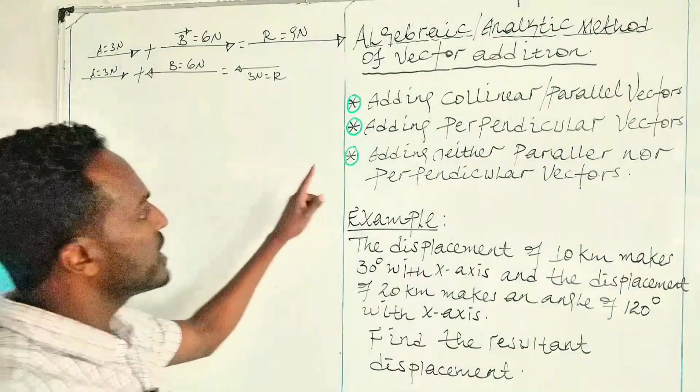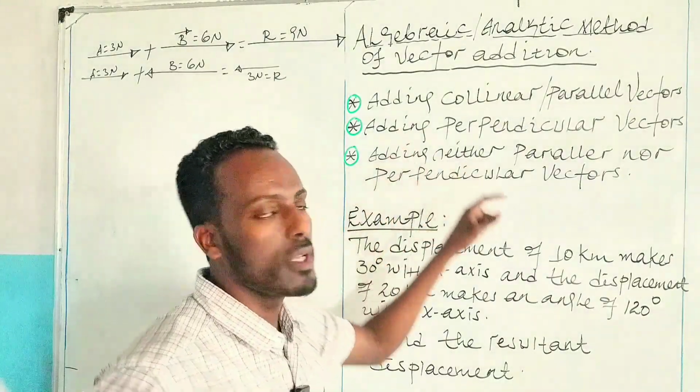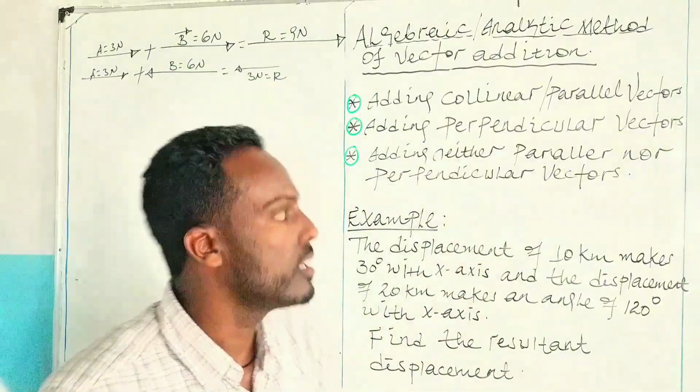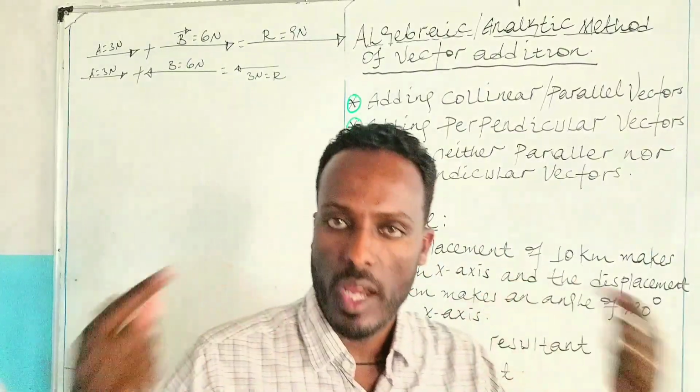Okay, the second case is adding perpendicular vectors. How to combine vectors if they are acting at right angles with each other.